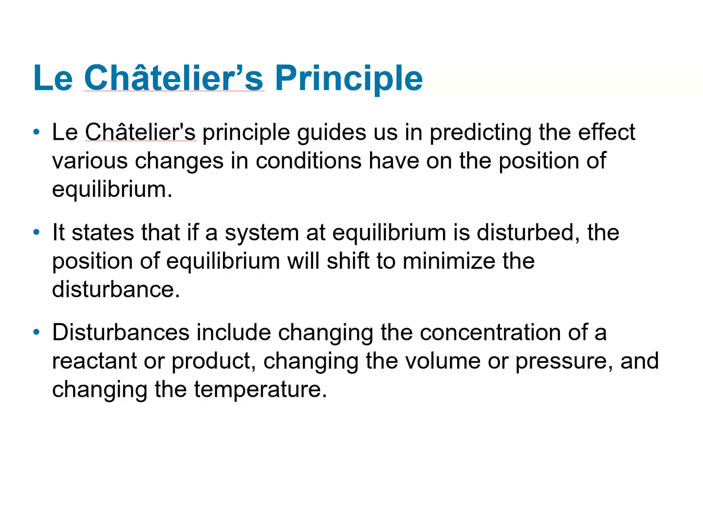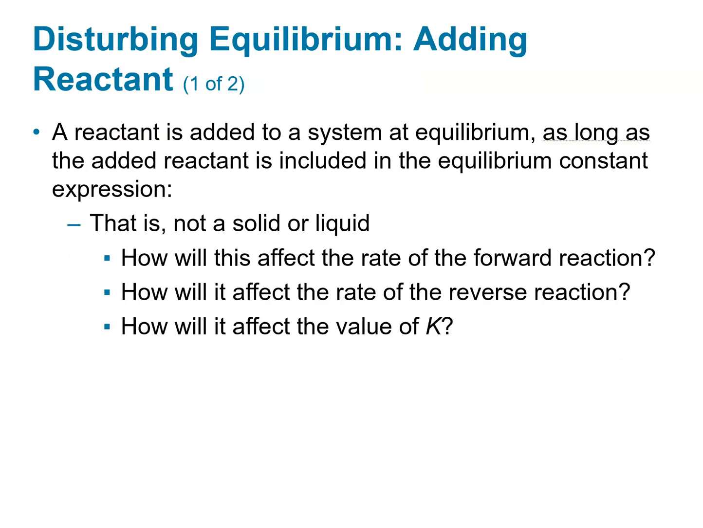Disturbances which we are going to address include changes of concentration of a reactant or product, changing the volume or pressure of the reaction conditions, and changing the temperature. All of these fall under the scope of Le Chatelier's principle. So, starting out, adding reactants.